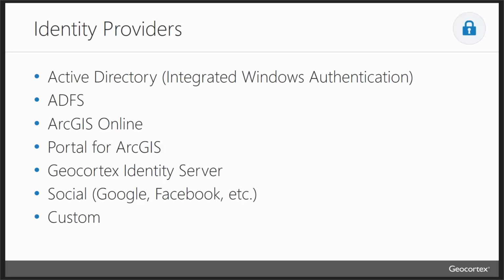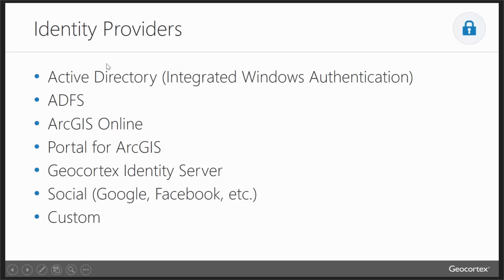ArcGIS Online and Portal for ArcGIS, they're separate, but they behave the same way. They have user and role management built into them. They also support enterprise sign-in, so you can link your ArcGIS Online or Portal organization to something like ADFS, and now you can get the best of both worlds. You can sign into an ArcGIS Online instance, but it's also been signed in using your enterprise credentials. So those are identity providers that we can pull into our software.